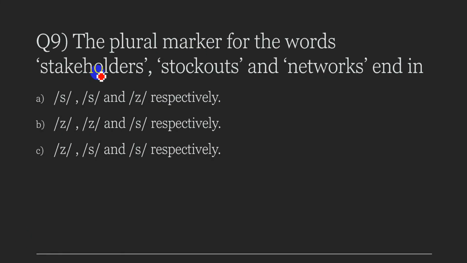Question number 9. The plural markers for the words stakeholders, stockouts and networks end in. We have to tell the plural markers. If you pronounce the word stockouts, an s sound is coming, and in networks also an s sound is coming, and in stakeholders the z sound is coming in the ending. Therefore the correct option is C.